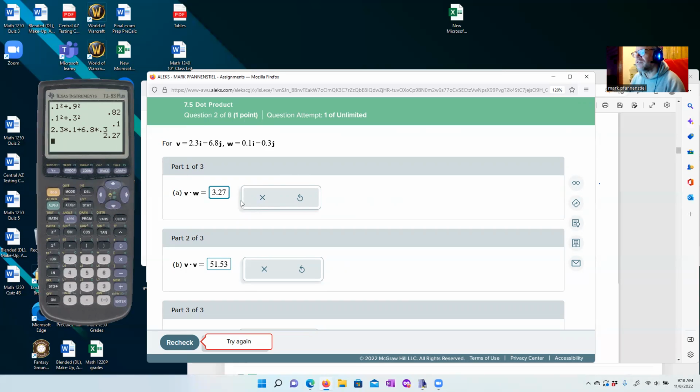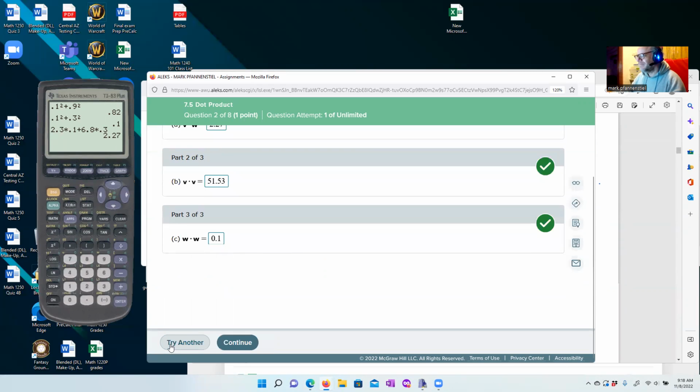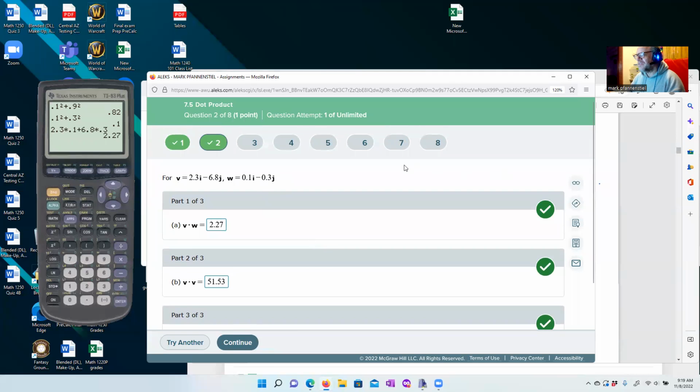How about the 2.27? All right, and that's 0.1. We'll try again. All right, now we got our green flag. We're ready to go on. So just be careful typing that stuff into the calculator. It's pretty much as difficult as this is. So I leave you with that one, and we'll do a few more.